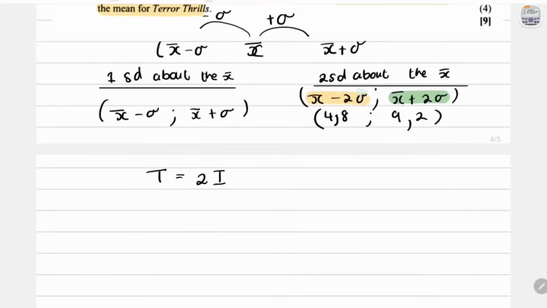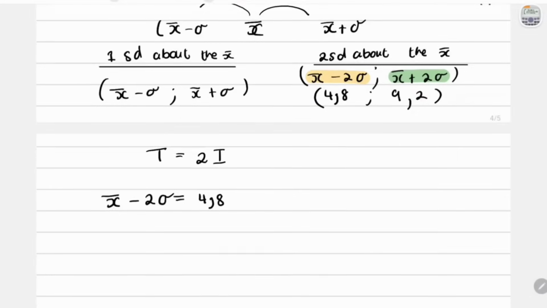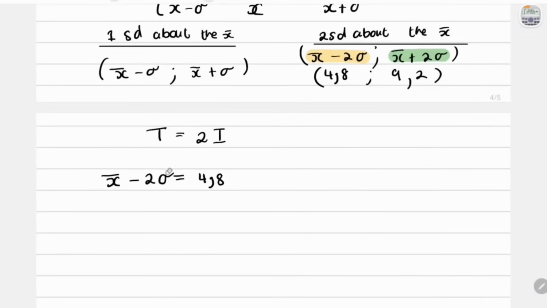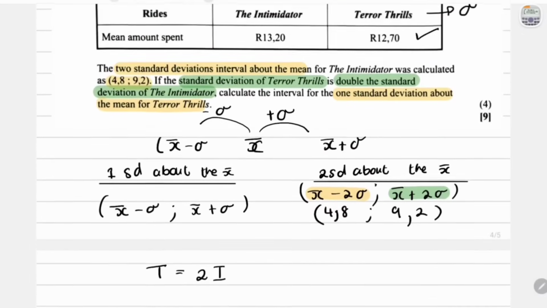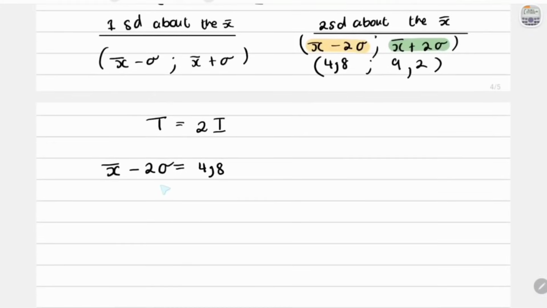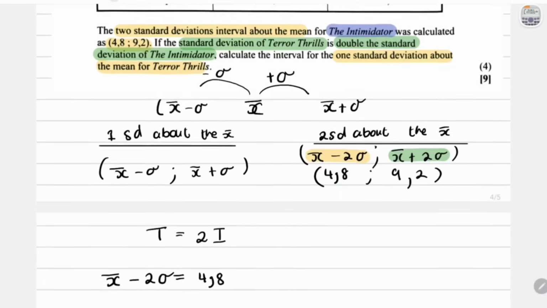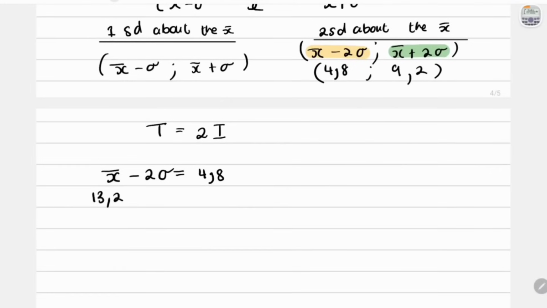Let's go ahead and use what they gave us. Since we know that two standard deviations about the mean for the intimidator are these, it means that you need to take the mean minus two standard deviations, and it should give you 4.8. We can actually use this to find the standard deviation of that ride, specifically that intimidator first of all. So let's go ahead and calculate this. Well, they told us the mean for the intimidator, since this is the intimidator's data that we have here. We're going to take that mean, 13.20, and substitute it in place of the mean. So I'm saying 13.20 minus two standard deviations is equal to 4.8.